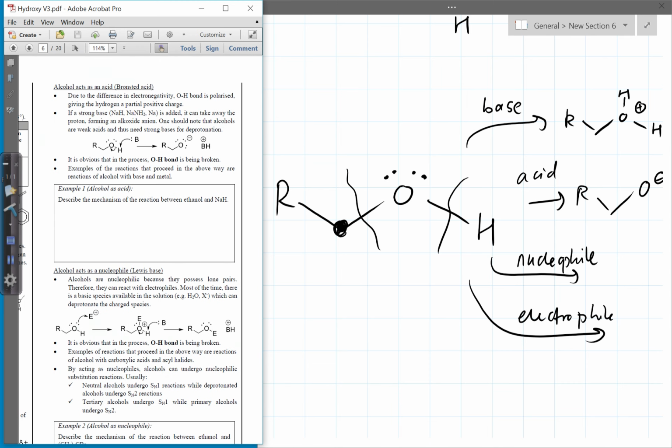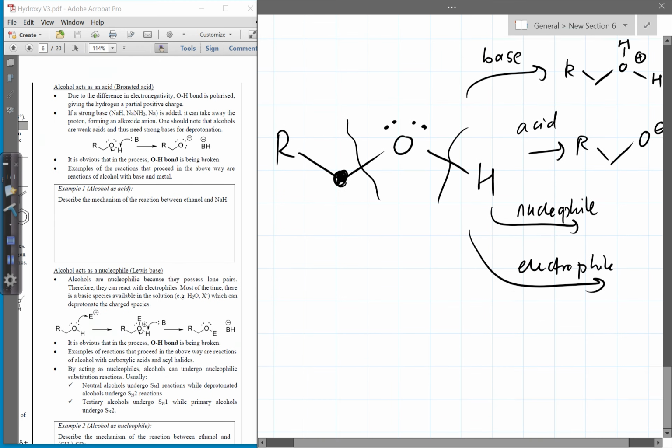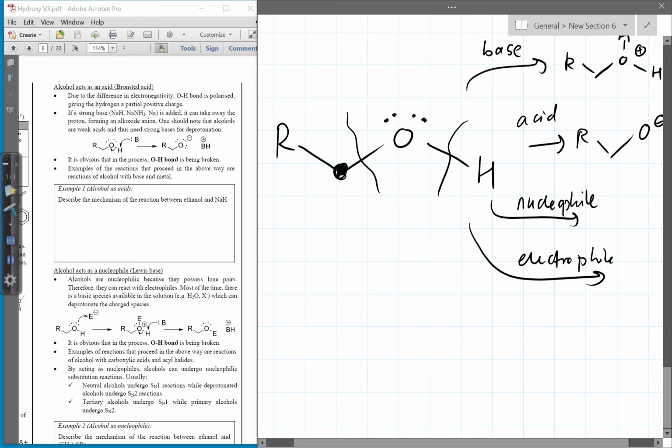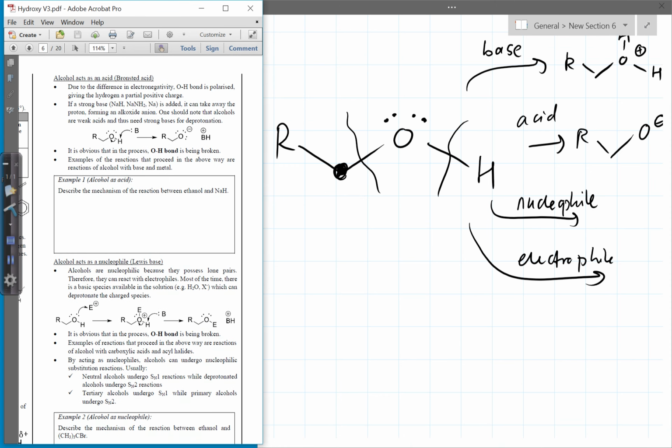In the next few parts we'll talk about what it acts as and how it affects which bond will break, right? So first, alcohol acting as an acid. Due to the electronegativity difference of the OH bond, the OH bond is polarized just like water, giving the hydrogen a partial positive charge. If a strong base is added, for example NaH or sodium, you can take away the proton, forming an alkoxide anion.